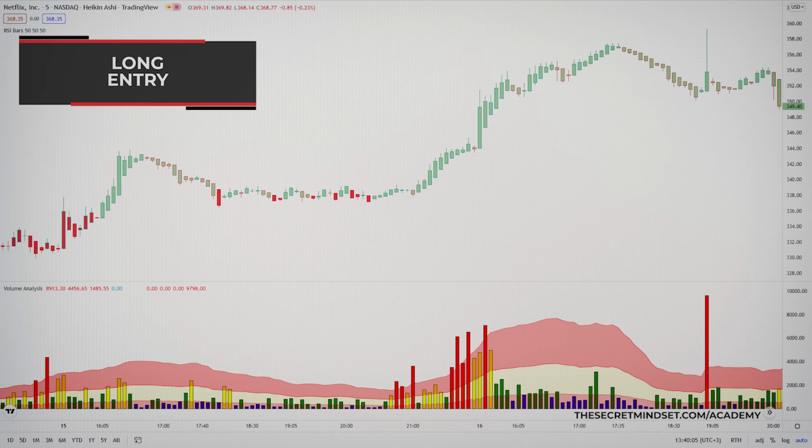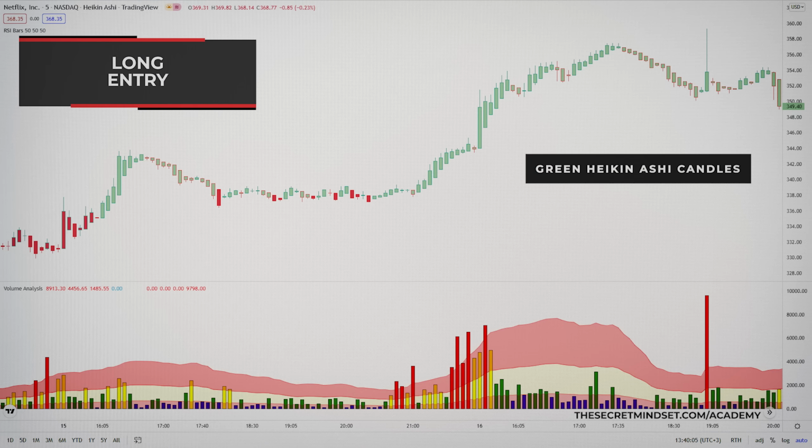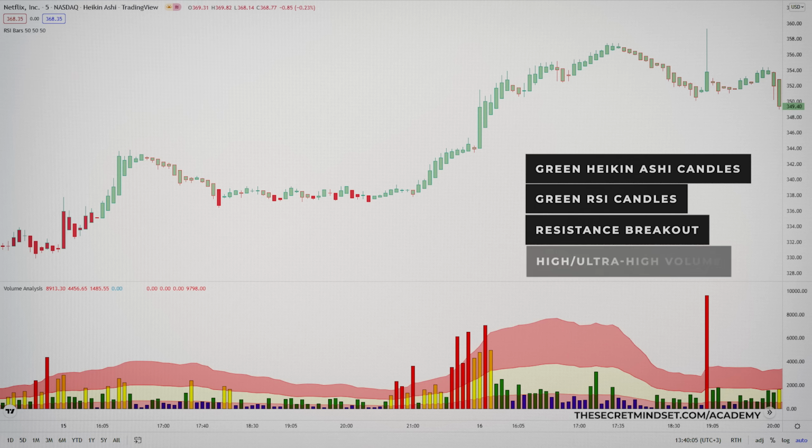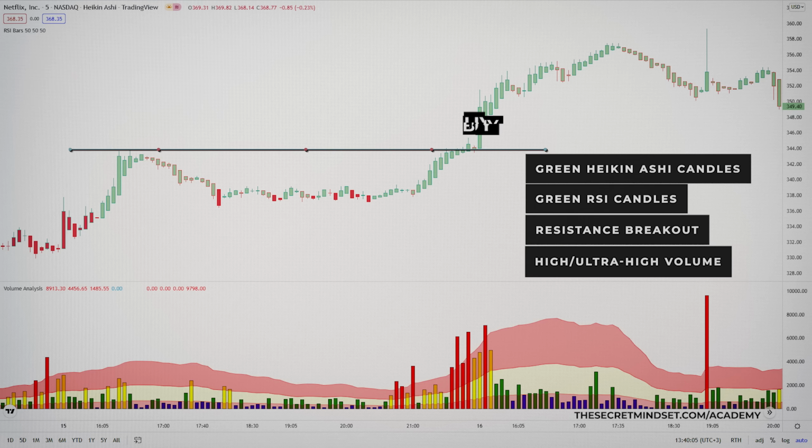For a long entry, trend is up, meaning Heikin Ashi candles are green. Momentum is up, RSI candles are green. Price is moving above a resistance level. Volume confirms the breakout, meaning we must have high or ultra high volume. A confluence of factors, all indicating a continuation of the price move.